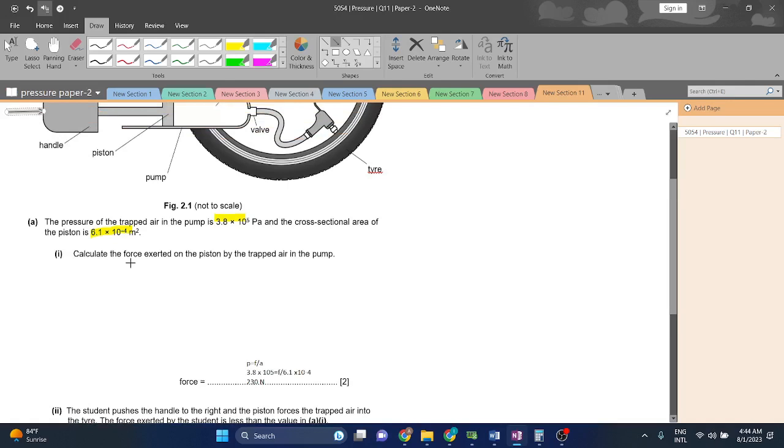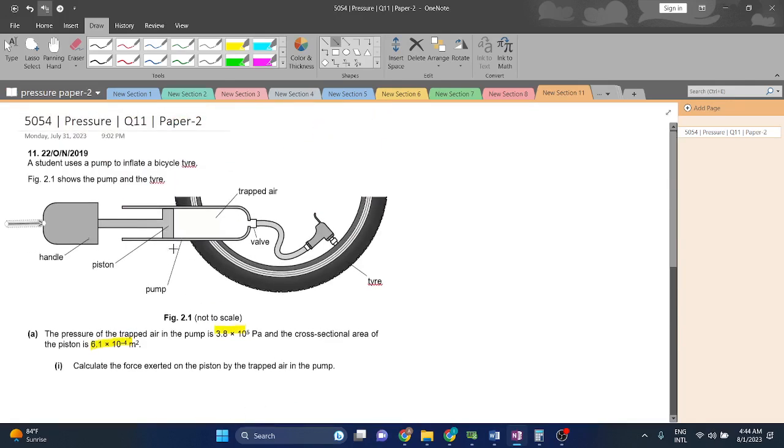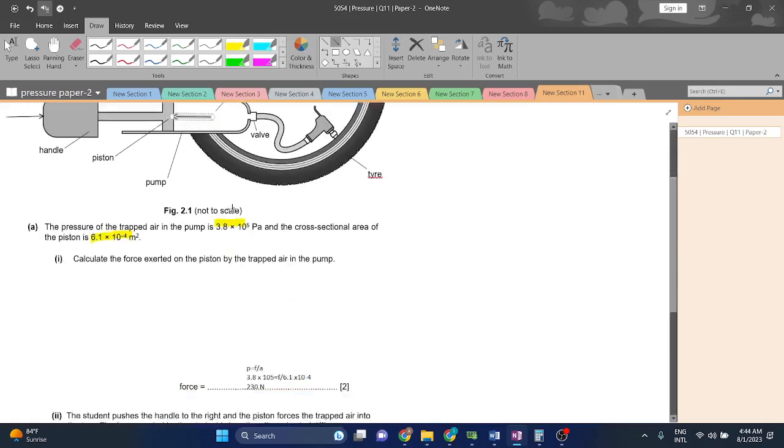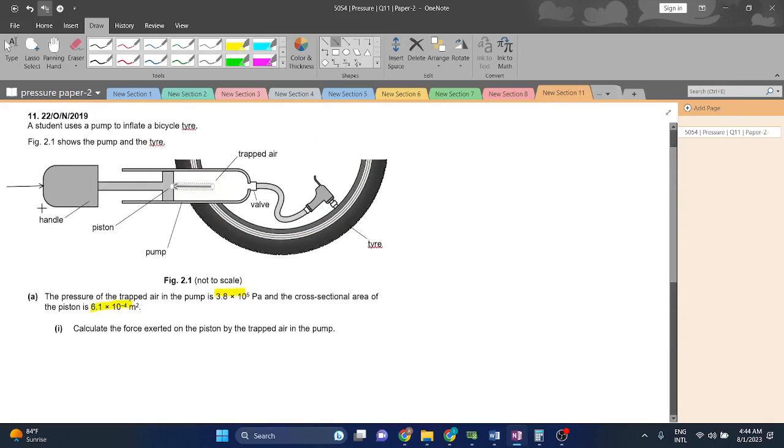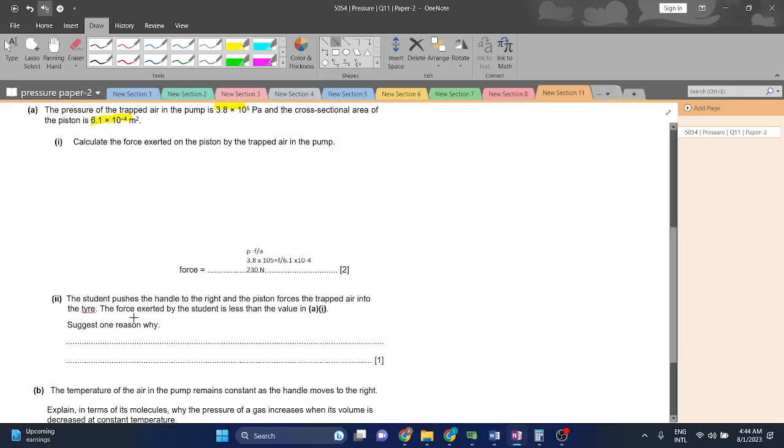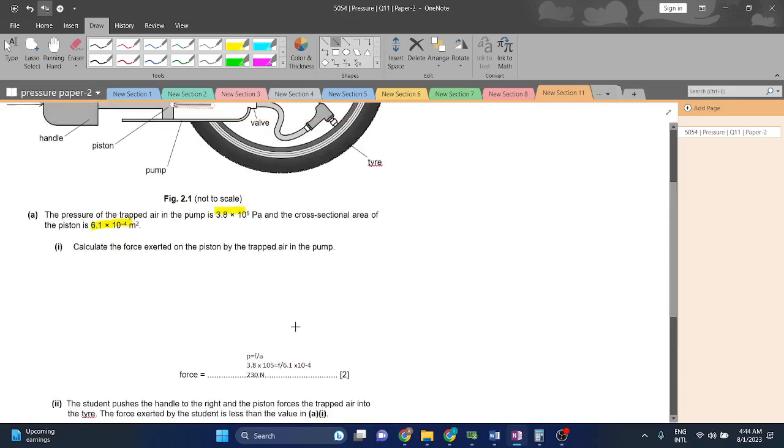What did we find in A? Calculate the force exerted on the piston by the trapped air. We found it. The force exerted by the air. So they're saying the force exerted by the air is more than the force applied by the student. That is because the force exerted by the student is less than the value of the force by the air.